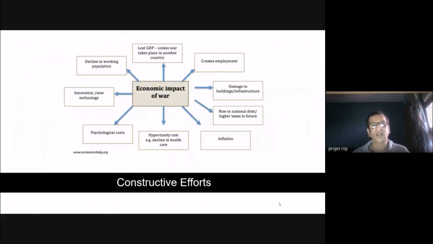Now, what constructive efforts do you need to take? One is innovation, new technology, declining birth population, GDP, creating employment, building infrastructure, and addressing national debt and inflation. These are the aspects you need to create for constructive effort. Then the government has to put forward business. Government should act like a corporate. We need to generate more resources from foreign countries.